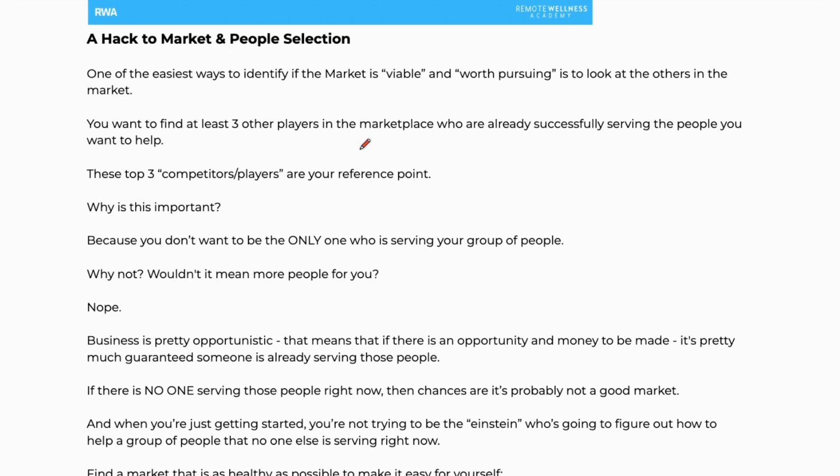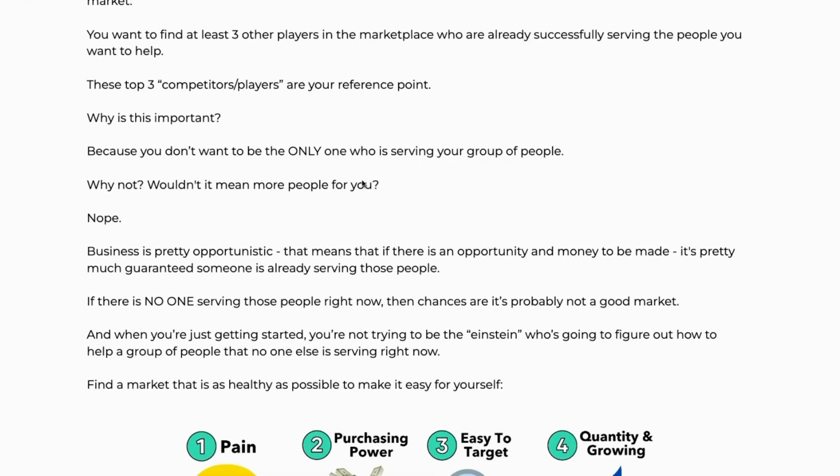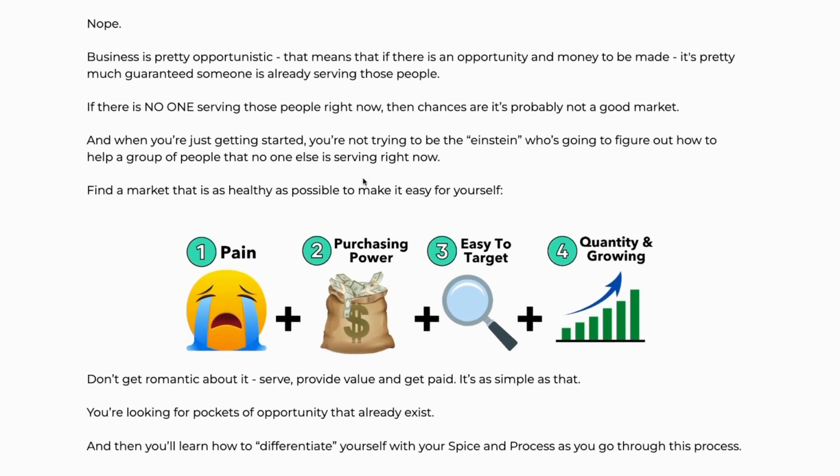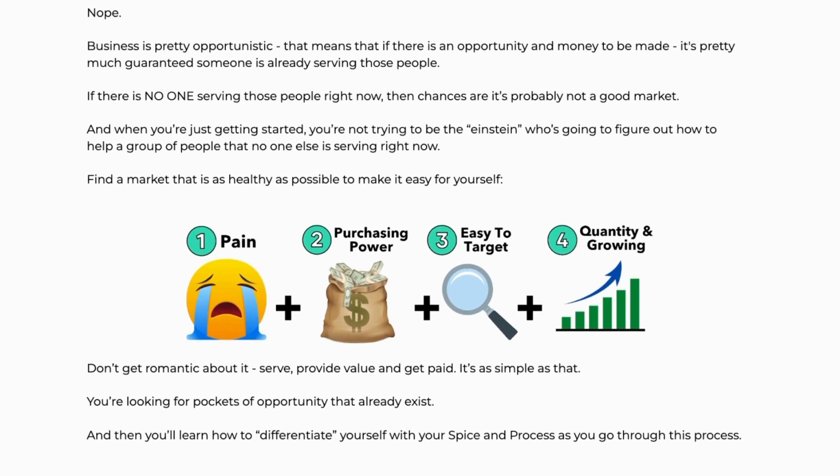Now, beginners and newbies, when they think about this, think, well, why wouldn't I want to be the only person serving these people? Doesn't that mean more people for me? No, because here's what I think a lot of beginners don't understand: business is very opportunistic. What that means is that if there is an opportunity for money and profit to be made, it's pretty much guaranteed that somebody's going to figure this out very, very quickly, and they're already going to start serving those people.